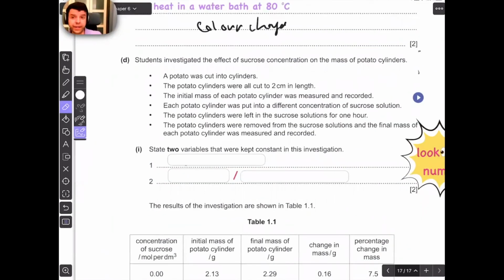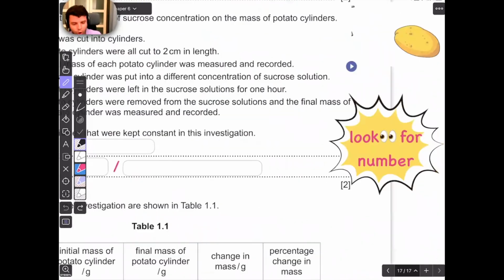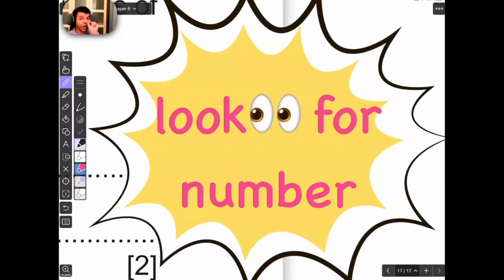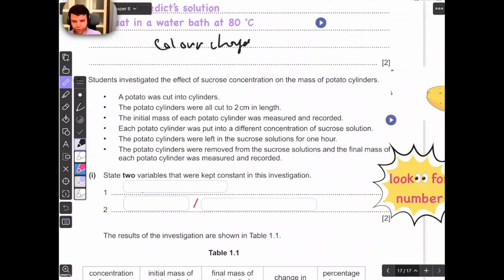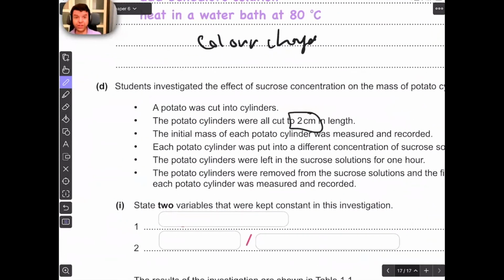Okay. Next part, they gave me whole instructions, and they said, state 2 variables that were kept constant. So what are the control variables in this investigation? What's the best way to find control variables? Always, to find the control variables, spot the digits, the numbers. Because if someone told you that we cut potatoes 2 centimeters long, that means they fixed the size of the potato. Or for instance, if they said we did this experiment for 1 hour, this means they've controlled the time.